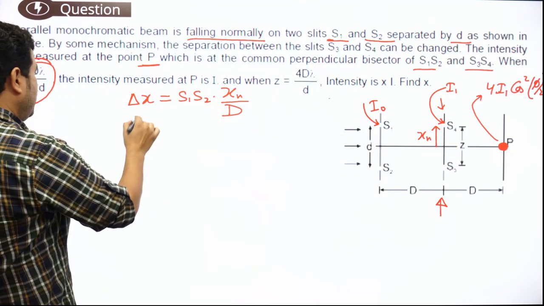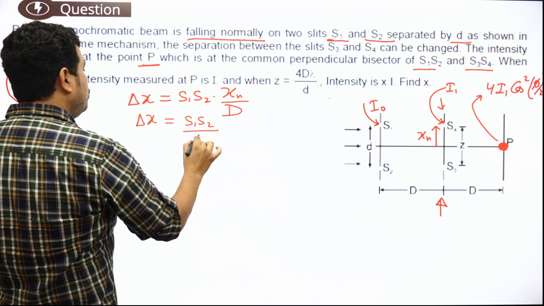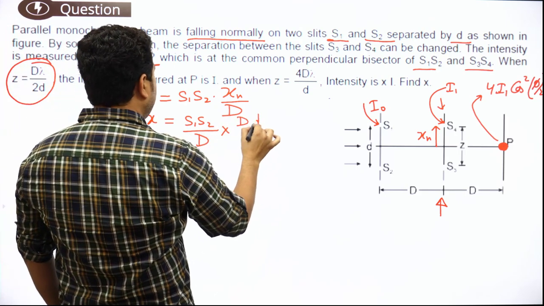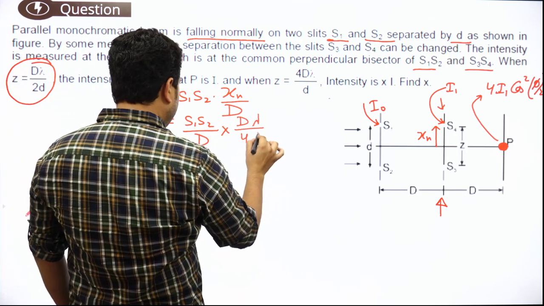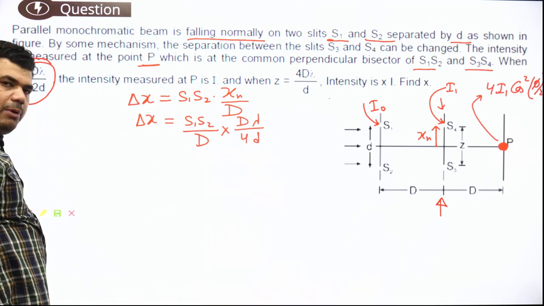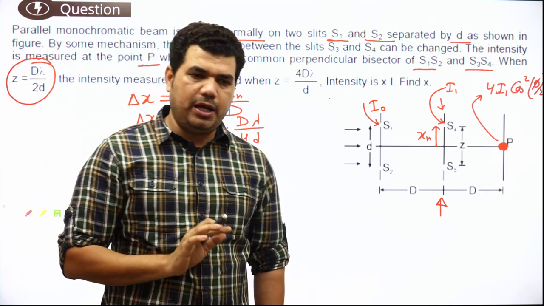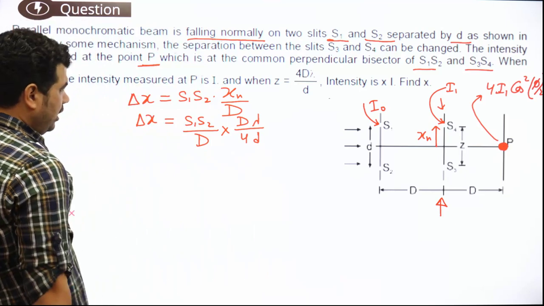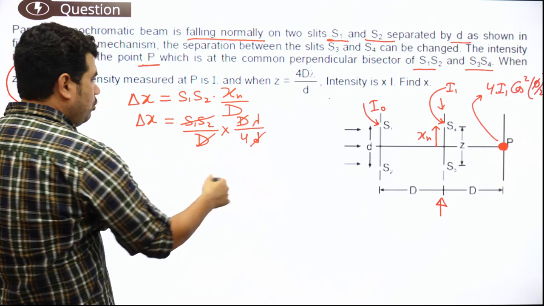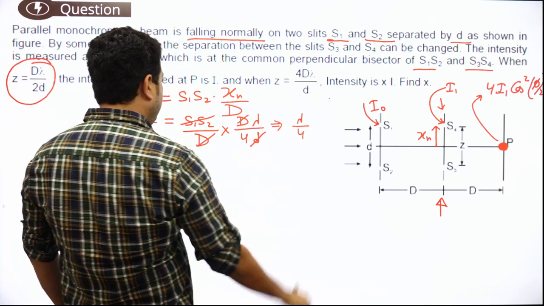Now, according to the first, delta x is S1S2 by D into xn, and it is given that xn is Z by 2, so it will be D lambda by 4D. See here, D lambda by 2D, so that xn is Z by 2. So this is D lambda by 4D. Got it? Up to here, students, are you understanding? Very nice. So let's see here. This D will cancel out. This S1S2 will cancel out because D is equal to S1S2. And here you get delta x is equal to lambda by 4.